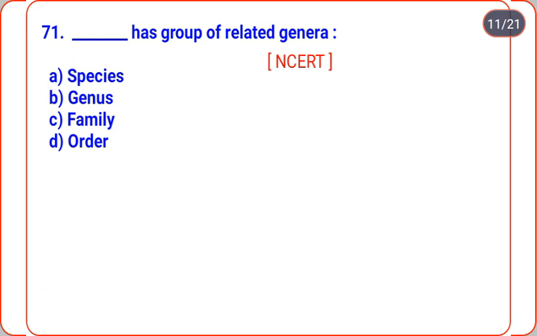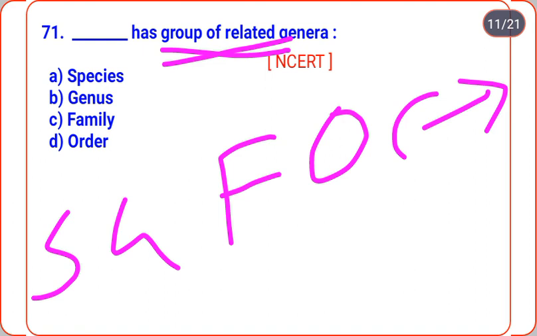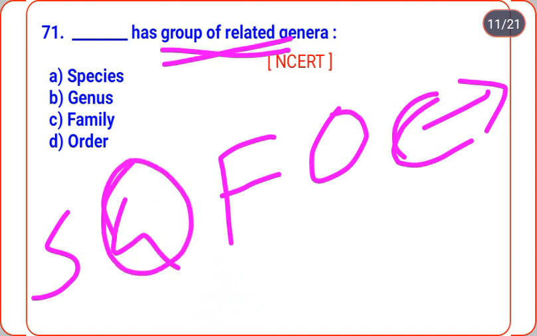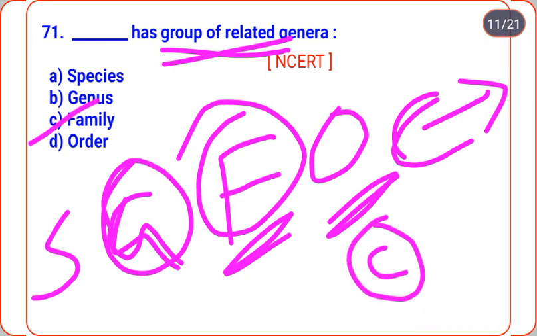Okay, question number 71: a group of related genera is called what? Hello viewers, attention. A group of related genera means the next part after genus, that is family. The sequence is species, genus, family, order, class, and so on. A group of related families will be the next part, that is order. So in this question, our correct answer will be option C, family.